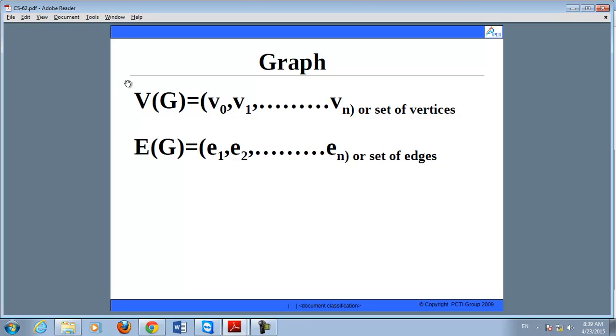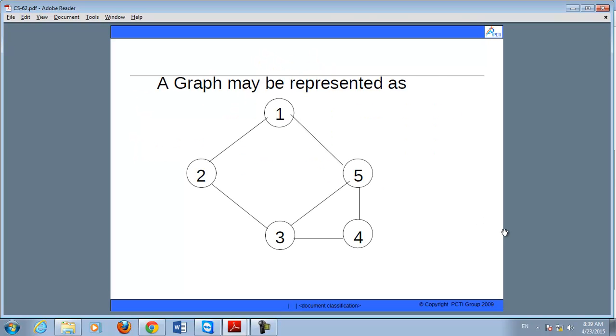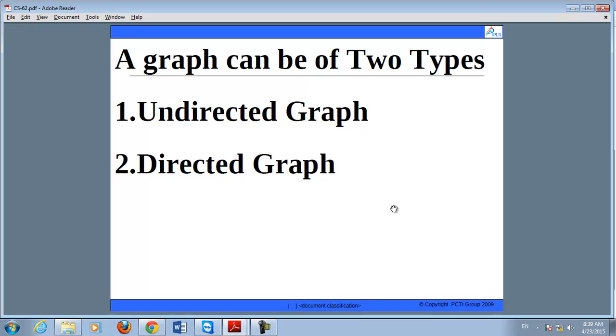You can see here the vertices of a graph can be V0 to Vn, or you can say a set of vertices, and the edges of the graph can be E1 to En, that is a set of edges. You can see the example of a graph. The graph can be presented as a collection of nodes and a collection of edges, or you can say a collection of vertices and a collection of edges. Here the vertices or nodes are 1, 2, 3, 4, 5, and the edges are the arcs which connect these nodes in different manners. Now the graphs can be divided into two categories, that is undirected graph and directed graph.